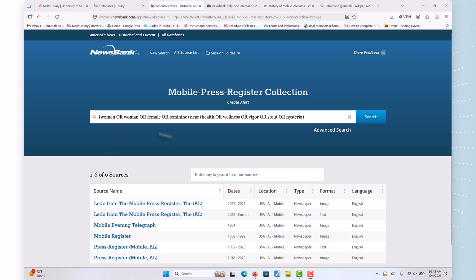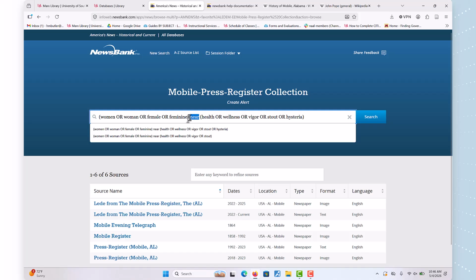Alright, so the first part of my term is woman. I'm telling the database other words to treat the exact same as woman, even if it's not the same type of word. So woman and feminine are two different types of words, but I want them to mean the same thing. The second part of my idea is health. So I'm using health, and I'm also using possible other specific examples of how people might talk about health: vigor, stoutness, hysteria, different parts of things that could be women's issues or ways to measure health.